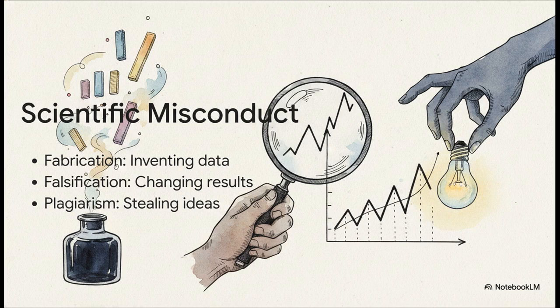The three cardinal sins of research are fabrication, falsification, and plagiarism. Fabrication is exactly what it sounds like: simply inventing data out of thin air to support a hypothesis. Falsification is a bit more insidious. It's manipulating, changing, or conveniently omitting specific results to create a misleading conclusion. And plagiarism, of course, is stealing someone else's hard-earned ideas or words without giving them the credit they deserve.